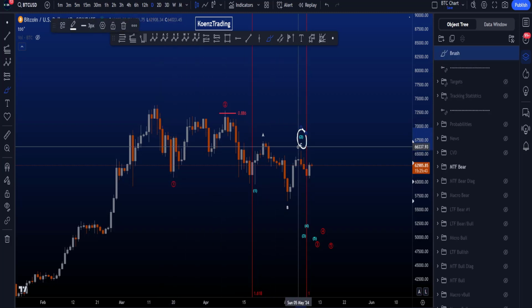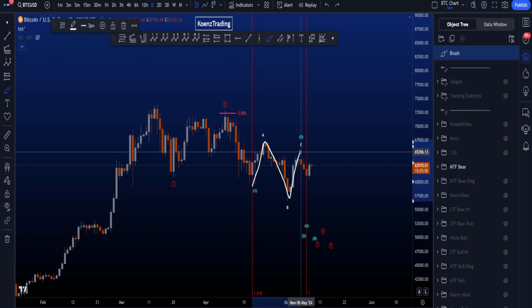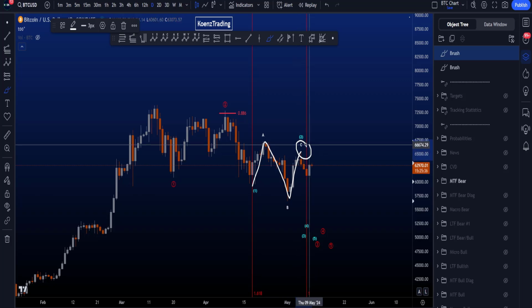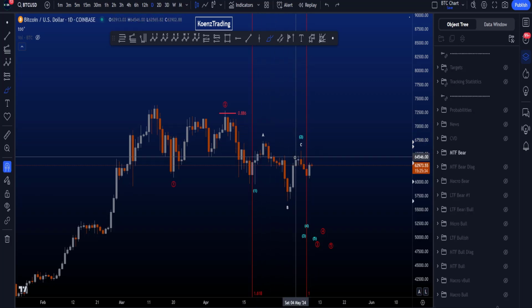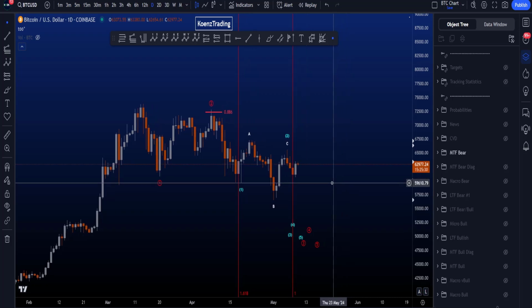And this wave 2 here has to be a running flat structure at the moment, in a wave A, B, and then a wave C to the upside. Wave C does not take the high of wave A, and a running flat is the rarest flat structure, never preferred unless all of the other scenarios fail.